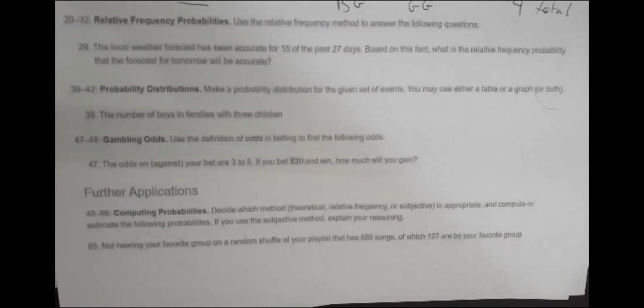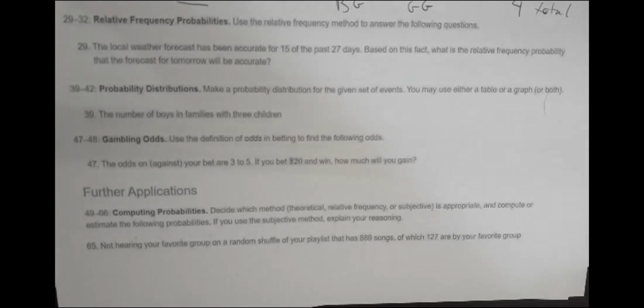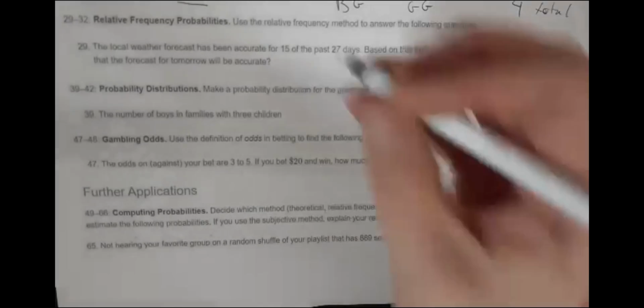And so 29 says, this would be like an observational study. The local weather forecast has been accurate 15 out of the 27 days. Based on this fact, what is the relative frequency probability that the forecast for tomorrow will be accurate? So how do we figure that out? What's the occurrence out of the total is what they're asking, basically. 15 out of 27.